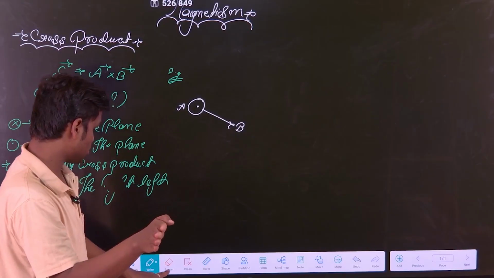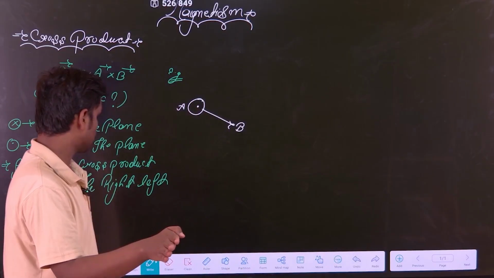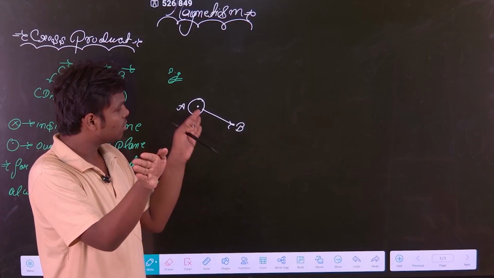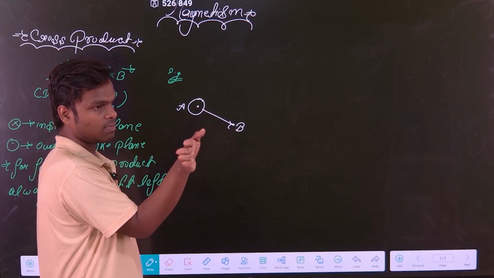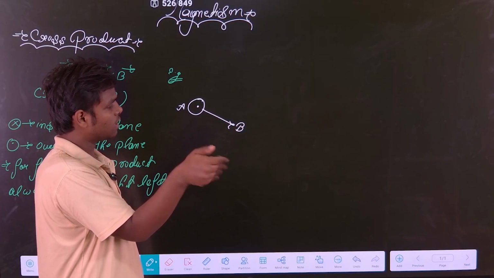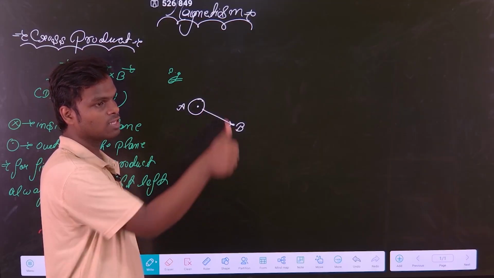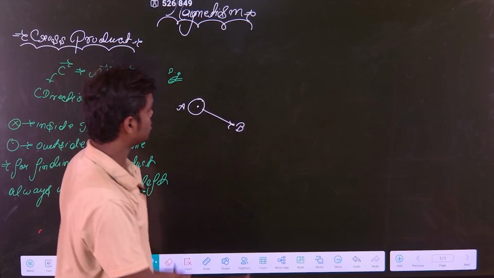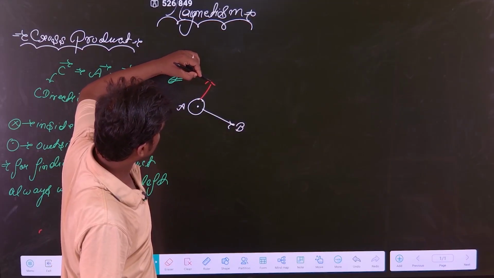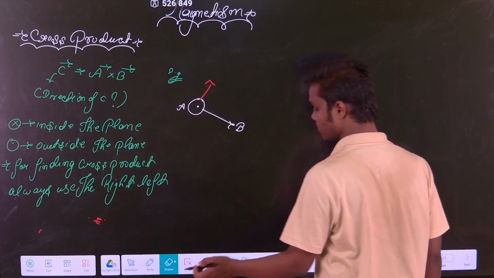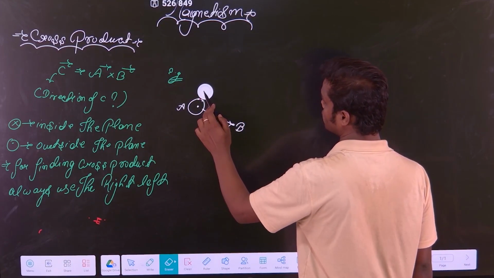Then after that you have to curl your hand in the direction of B. A is outside, so curl in the direction of B. The thumb will give the direction of C. So it is like this, which means my C vector will be like this. Are you getting my point? This is how you have to do it.